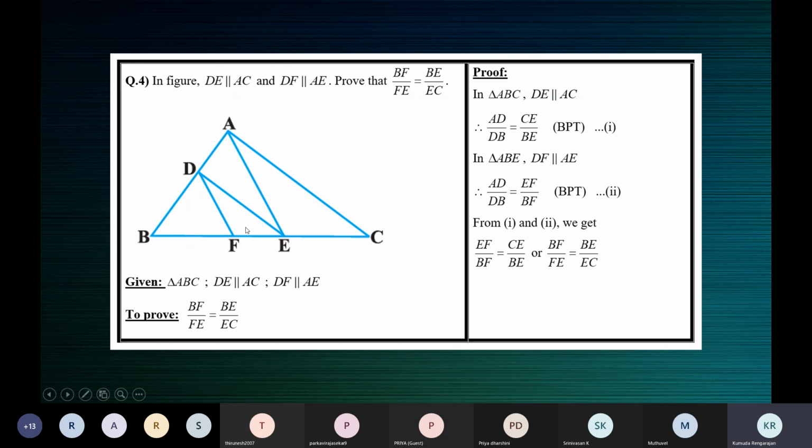So it's just that. We have two sets of parallel lines. Take the triangles accordingly. Use BPT and write the proportion. You should mention the triangle you're taking and the lines which are parallel. Then by BPT, this is the proportion. Call that result 1. Other triangle, set of parallel lines. By BPT, this is the proportion which is true.